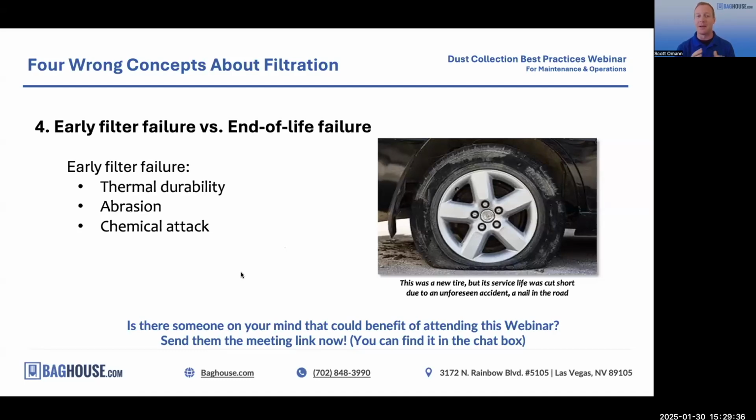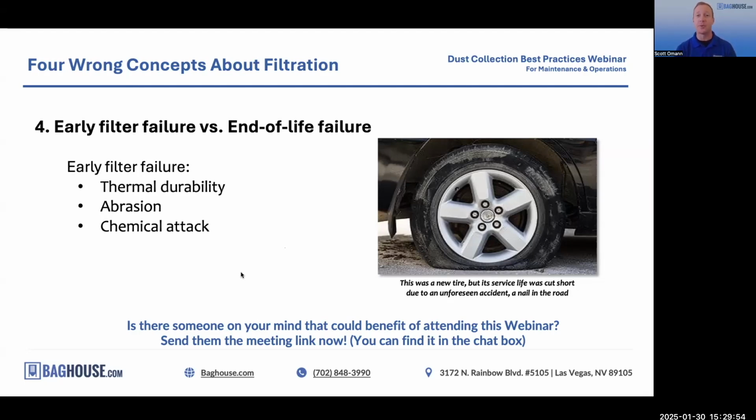What's the idea behind that? Well, we want to be able to identify a little bit more easily when we need to change out our bags. What is the optimal operating condition for our baghouses? So we're going to talk here first about early filter failure versus end of life filter failure.